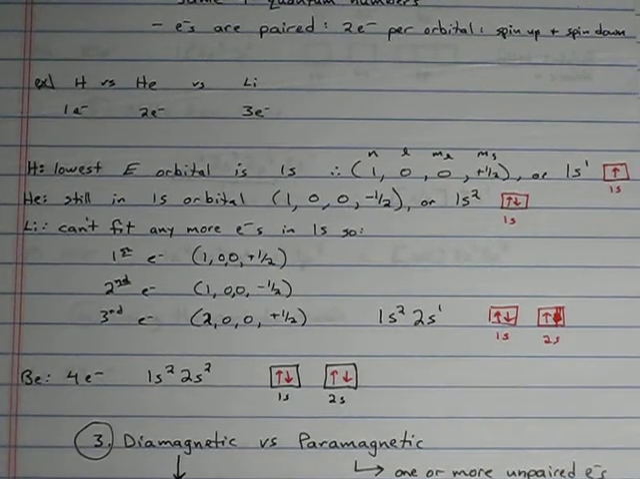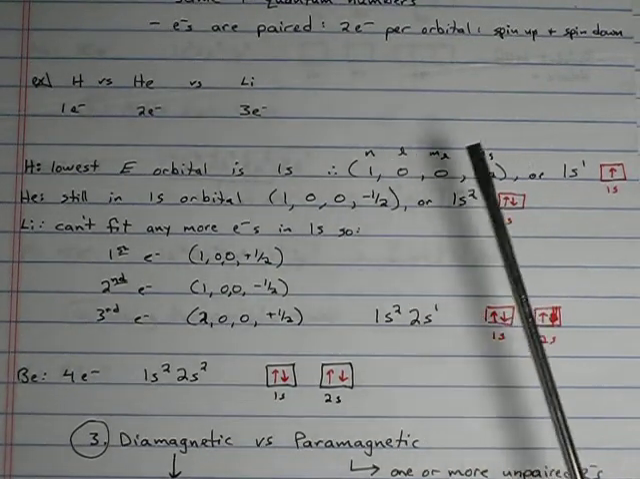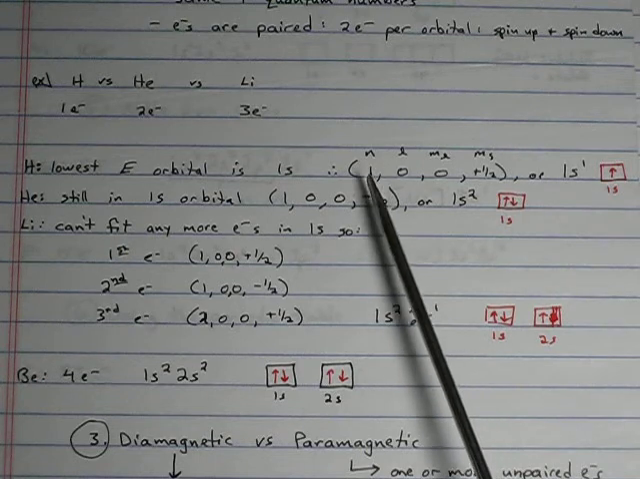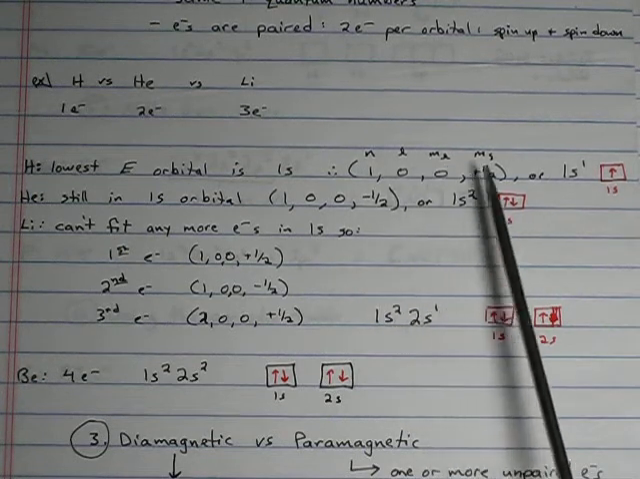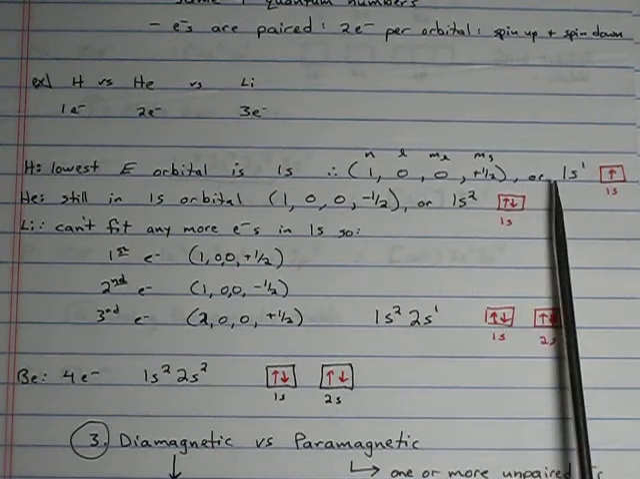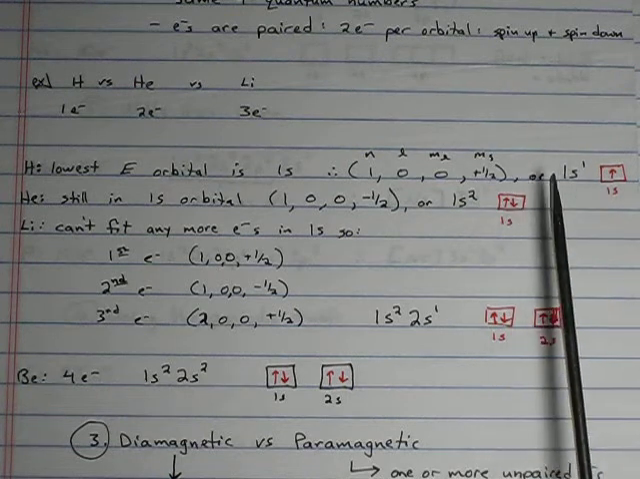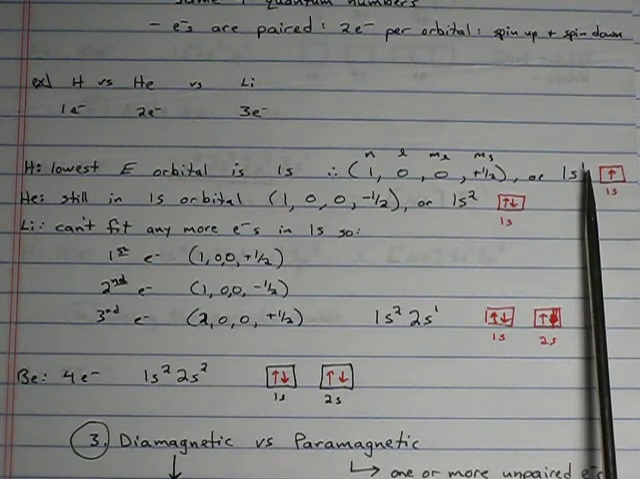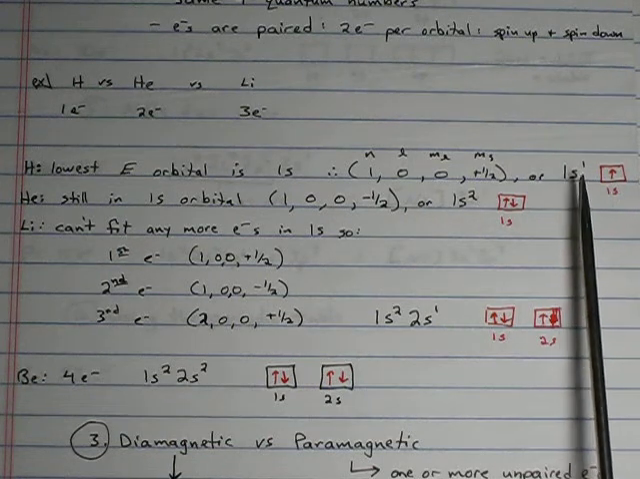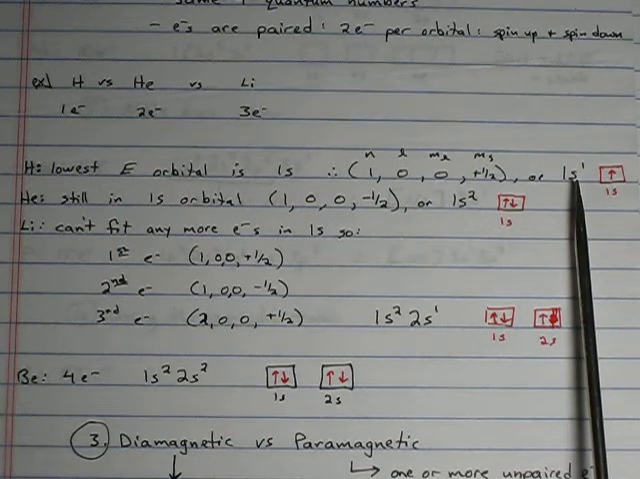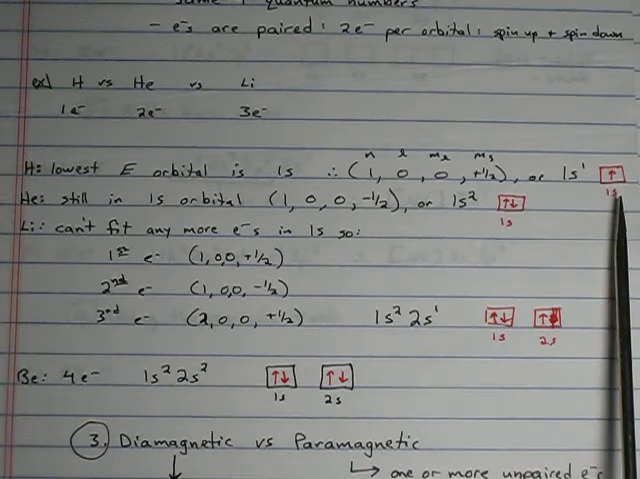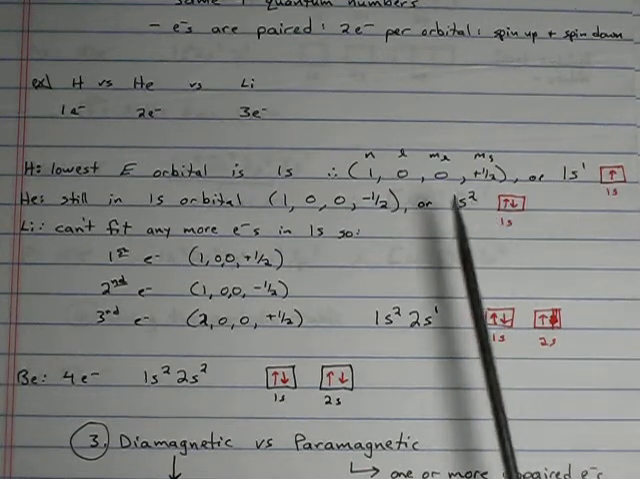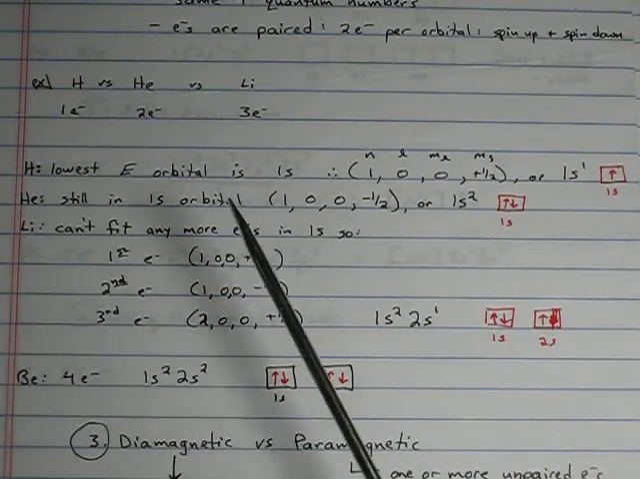We can draw it like, here's our quantum numbers for hydrogen, 1, 0, 0, plus 1/2. Or we can just say our electron configuration is 1s1. This little superscript 1 tells us that we have 1 electron in the 1s orbital. We can draw it out as, okay, here's our 1s orbital, and we have our spin-up electron in it.